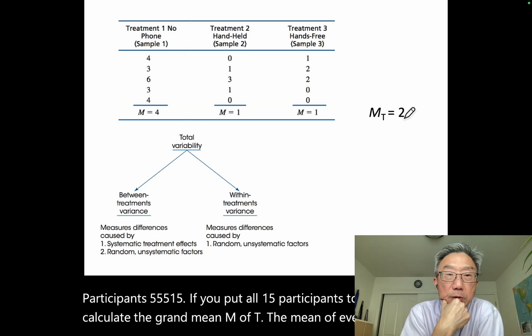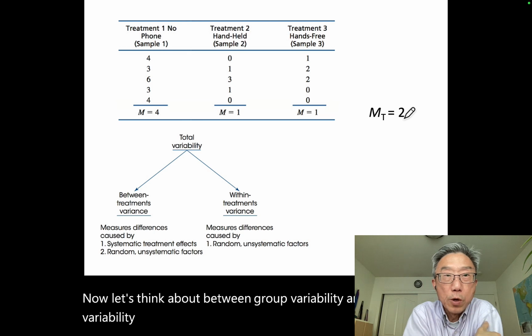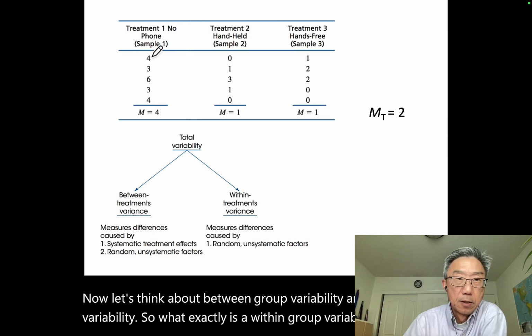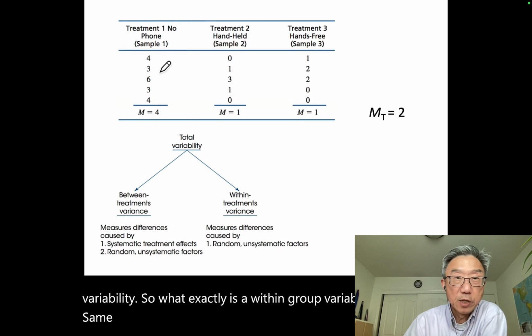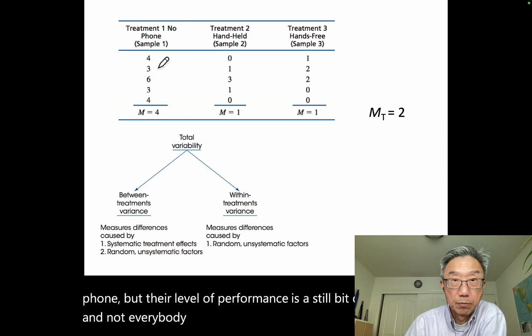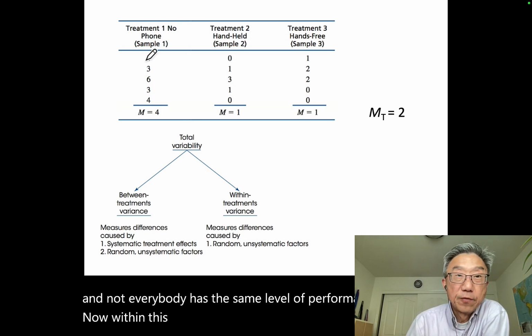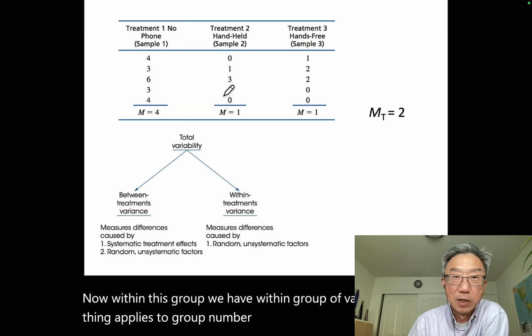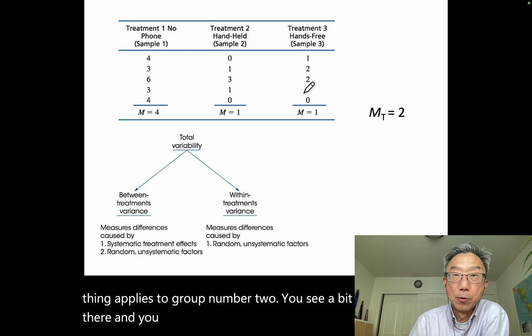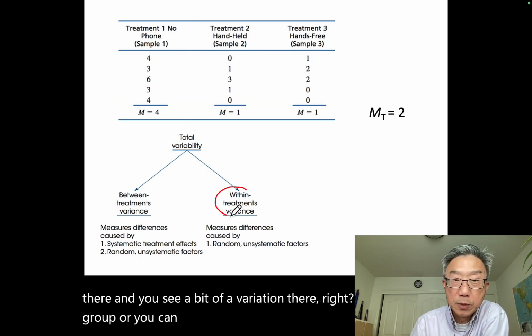Now, let's think about between group variability and within group variability. So what exactly is within group variability? Same condition: these 5 participants did not use a cell phone, but their level of performance is still a bit different: 4, 3, 6, 3, 4. So not everybody has the same level of performance. Within this group, we have within group variance. The same thing applies to group number 2. You see a bit of variation there, and you see a bit of variation there, right? It's the within group, or you can say within treatment variance.